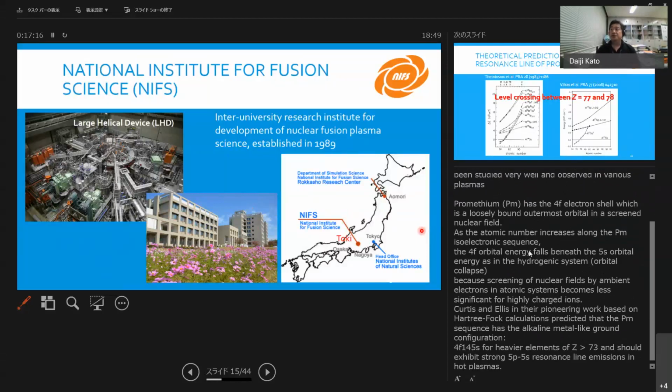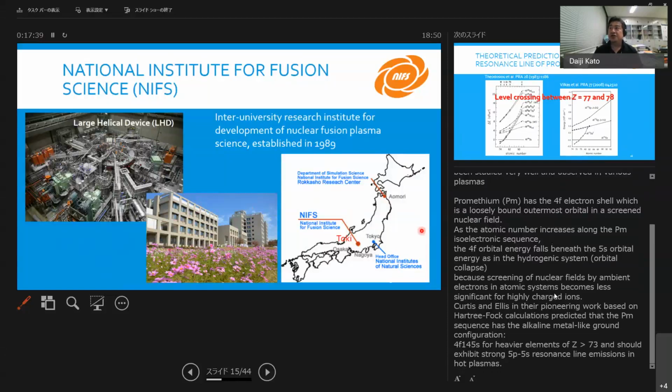And promethium has a 4f electron shell, which is a loosely bound outermost orbital in a screened nuclear field. The atomic number increases along the promethium isoelectronic sequence. The 4f orbital energy falls beneath the 5s orbital energy, as in the hydrogenic system, because screening of nuclear fields by ambient electrons becomes less significant for highly charged ions. Curtis and Ellis, in pioneering work, predicted the promethium sequence has an alkali-metal-like ground configuration for heavy elements. So they should produce strong 5p and 5s resonance lines.